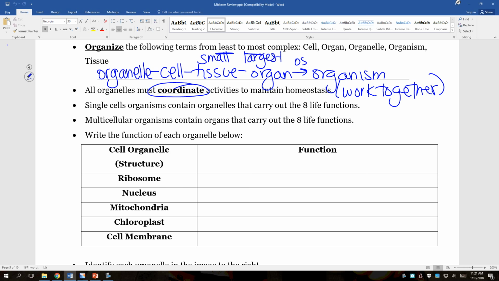Single cell organisms contain organelles that carry out the life functions, and multicellular organisms do too. So something like a single cell could be a bacteria, and then a multicellular organism could be something like a human.